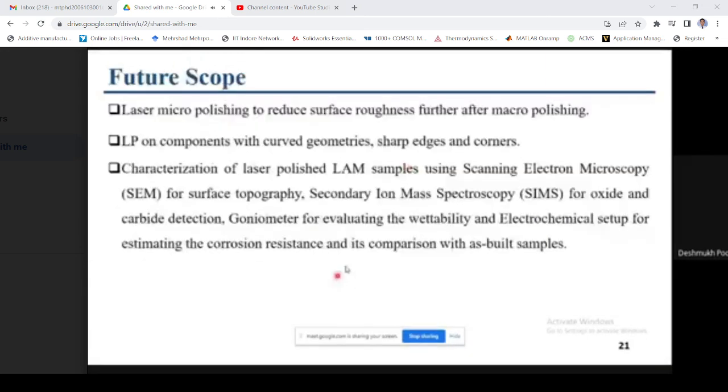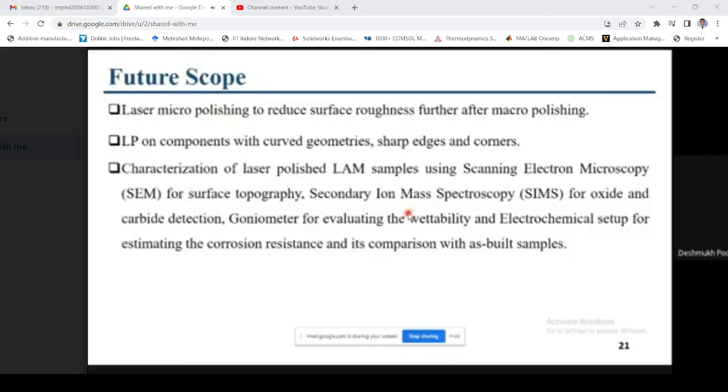The future work of the study: laser micro polishing can be carried out after macro polishing to further reduce the surface roughness, because micro polishing is used for samples having surface roughness less than 5 microns. Here I carried out the study on a flat surface, but we can go for components with curved geometries, sharp edges, and corners also.